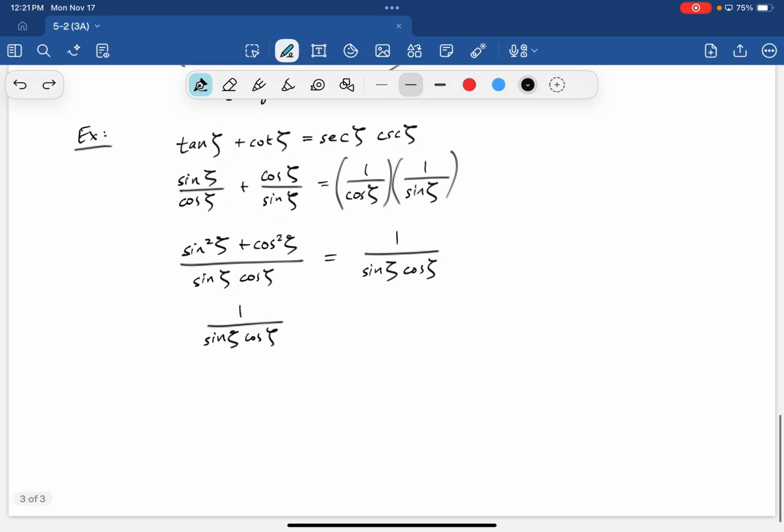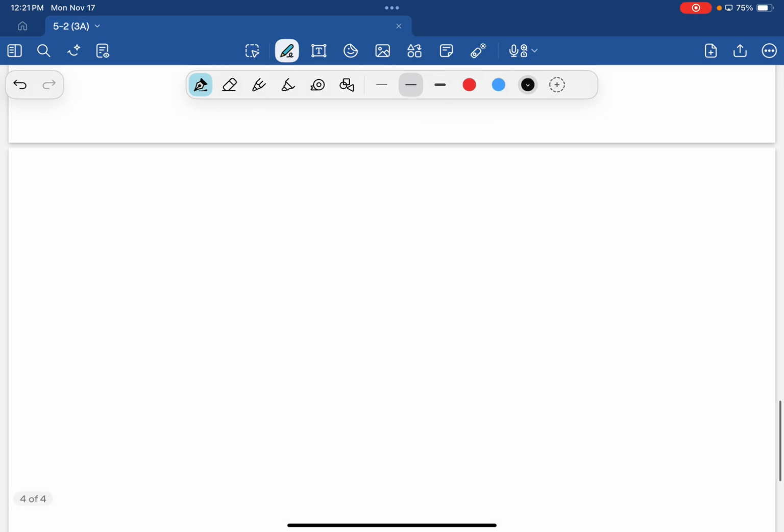Okay, any questions about this question though? No. All right, then. Next one's a hard one. Let's use a beta. Secant beta, that's disgusting, plus tangent beta equals cosine beta over 1 minus sine beta.